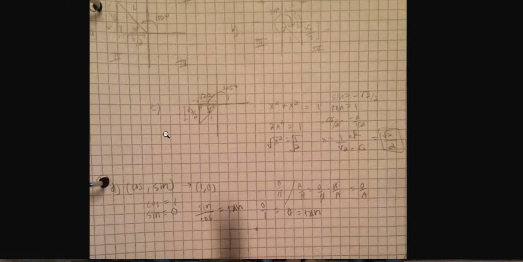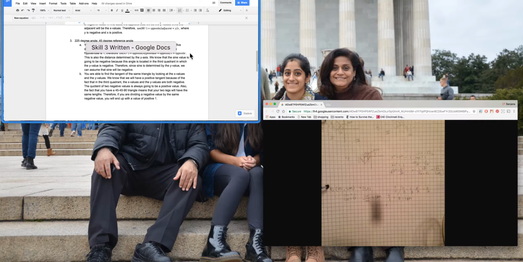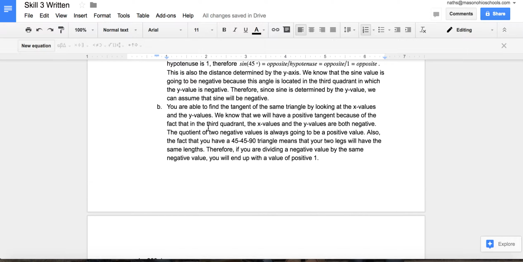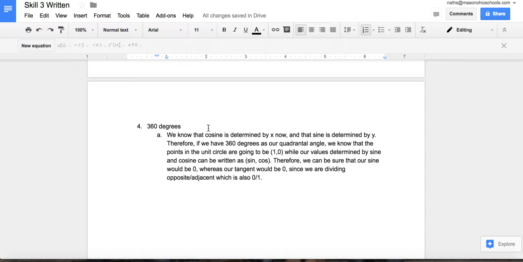whereas the tangent would be opposite over adjacent, and you're dividing the same negative value by itself, and that will always get you a value of 1. So you know that your tangent here is going to be 1. And then the final part was the quadrantal angle.